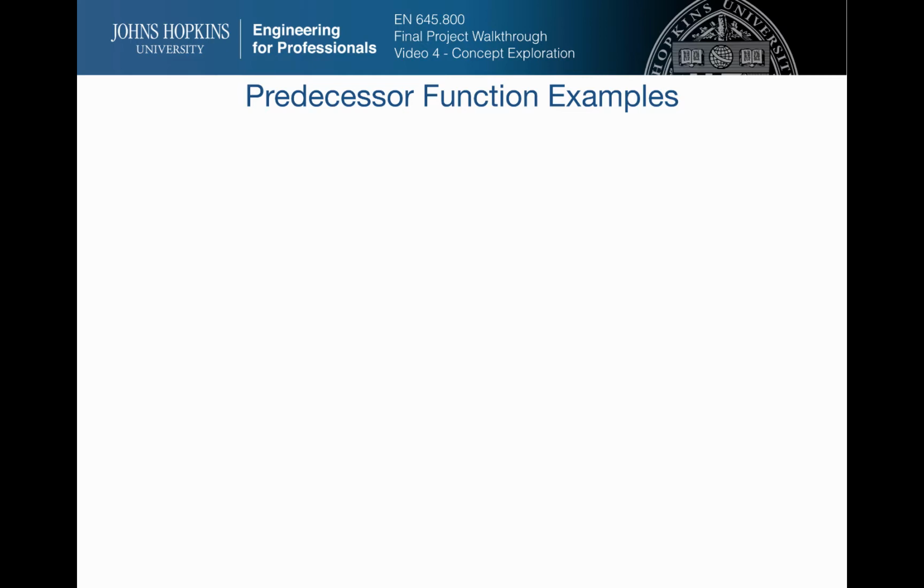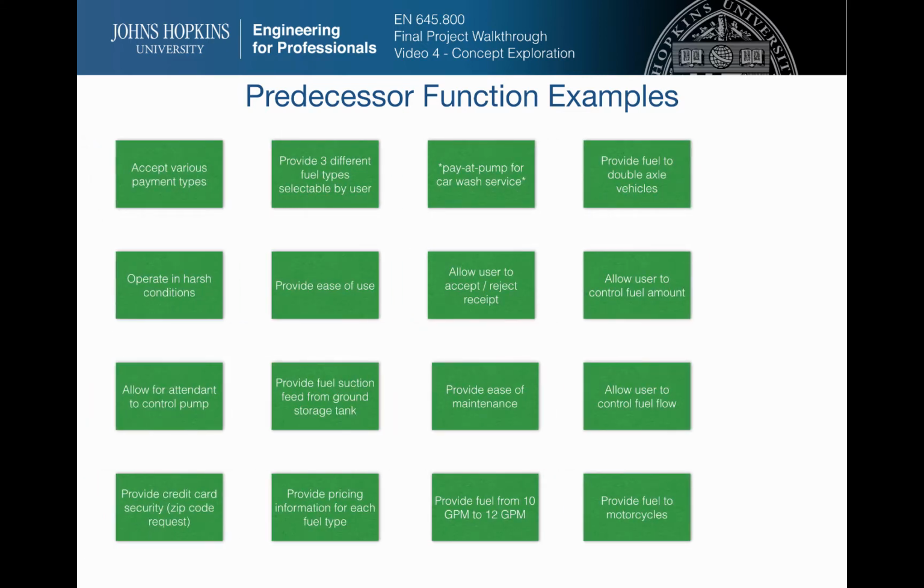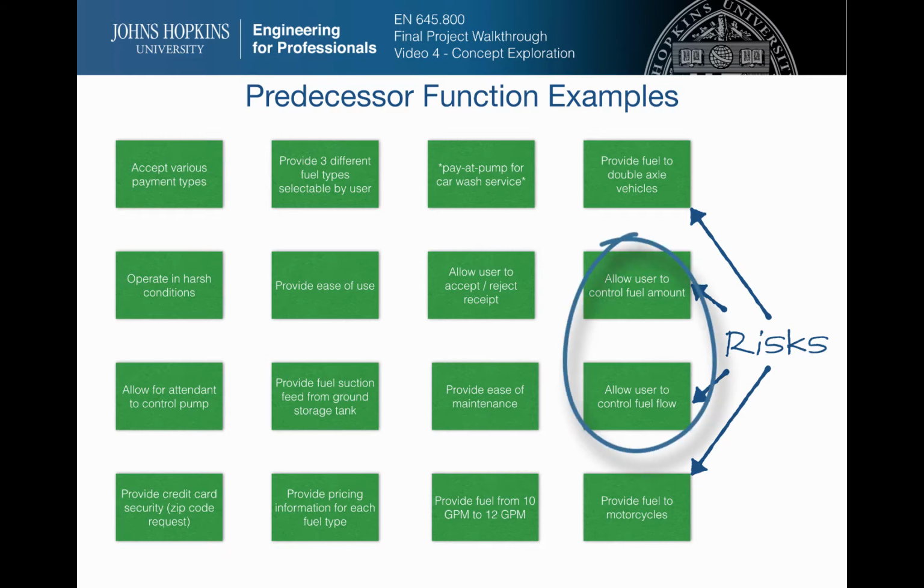For my project, here are just a few primary functions that my system needs to inherit. Accepting various payment types, providing 3 different fuel types, pay at the pump for a car wash service, providing fuel to double-axle vehicles, operating in harsh conditions, allowing the user to accept or reject a receipt, providing the pricing information for each fuel type, ease of maintenance, allowing for the attendant to control the pump, and so on. You could read these for yourself. So for these 4 functions over here, these are also risks. For these 2, we are to assume that the user will stay in their vehicle with their window rolled up during the fueling operation.